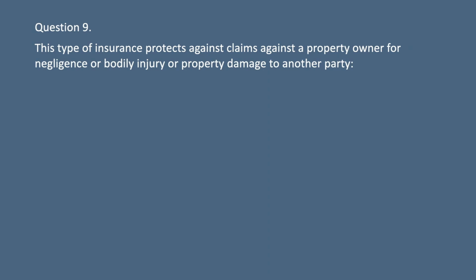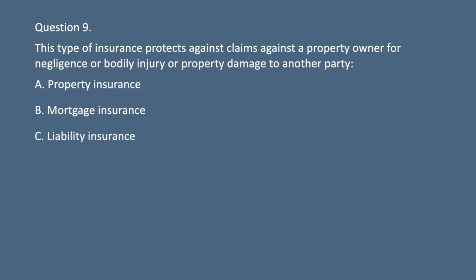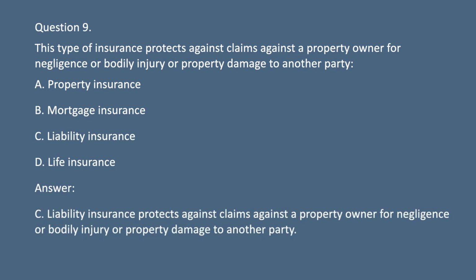Question 9. This type of insurance protects against claims against a property owner for negligence or bodily injury or property damage to another party. A. Property insurance. B. Mortgage insurance. C. Liability insurance. D. Life insurance. Answer C. Liability insurance protects against claims against a property owner for negligence or bodily injury or property damage to another party.